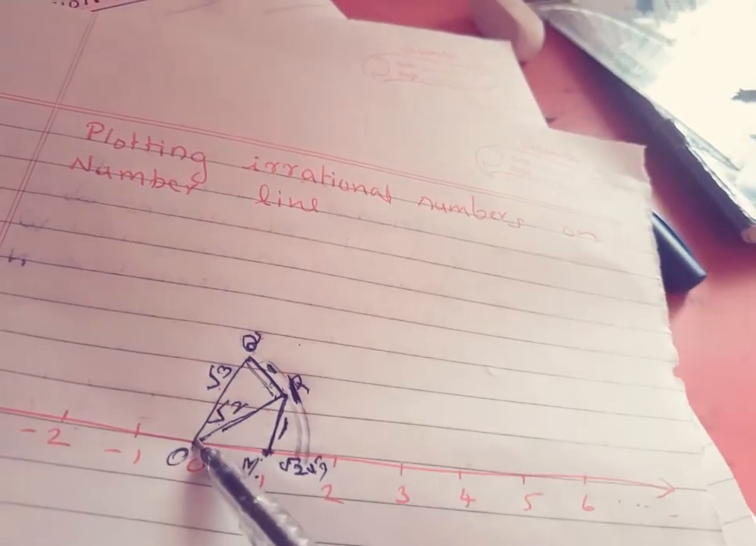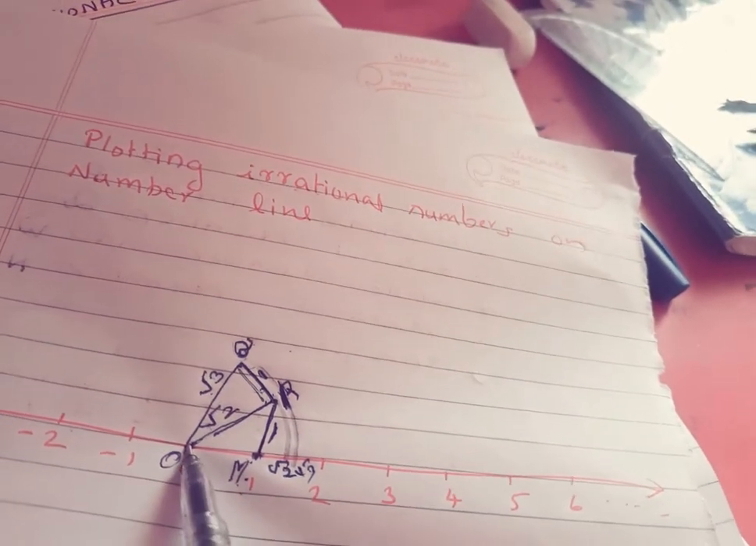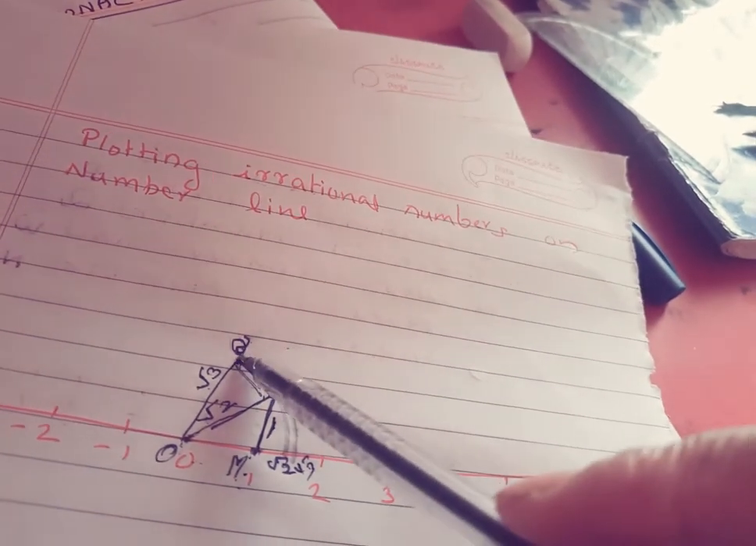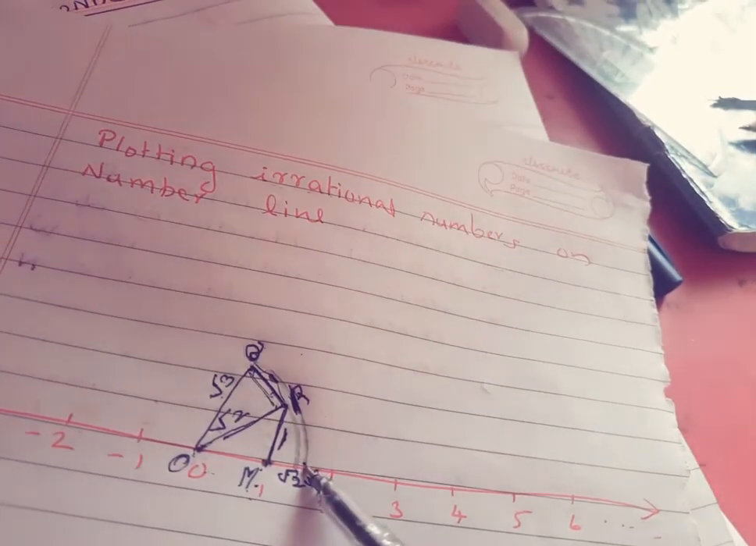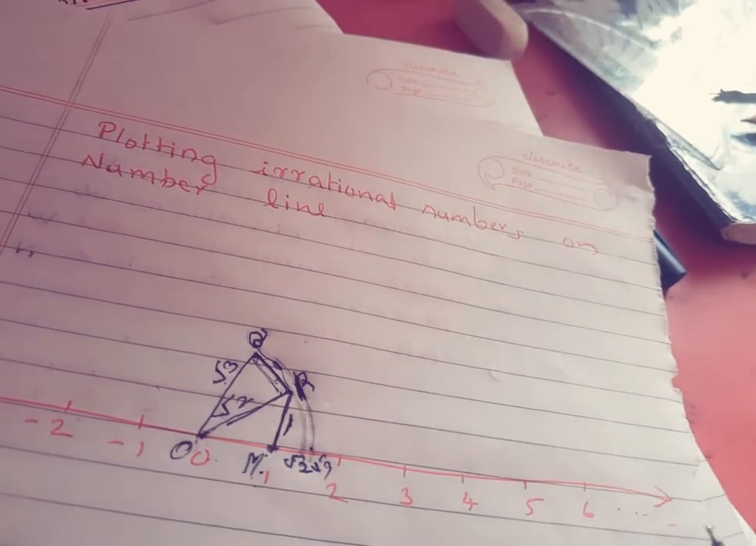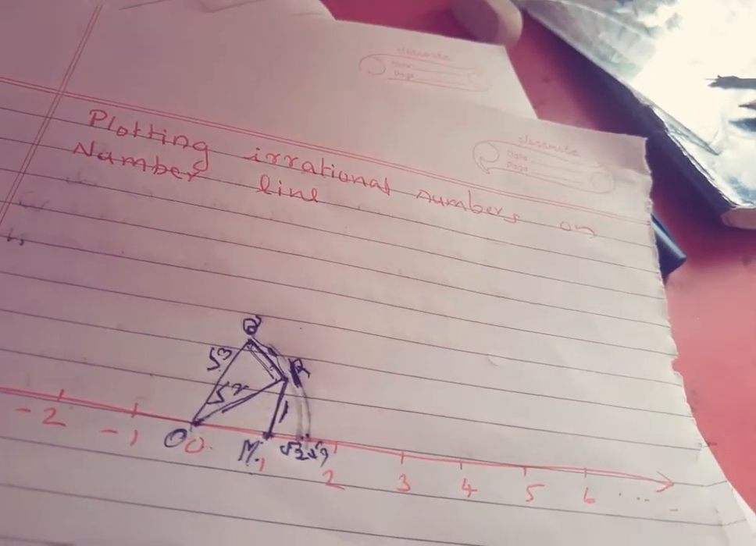Then take the compass with the center O and radius OQ. You have to draw the arc to cut on the right side of the number line. That point will be root 3.